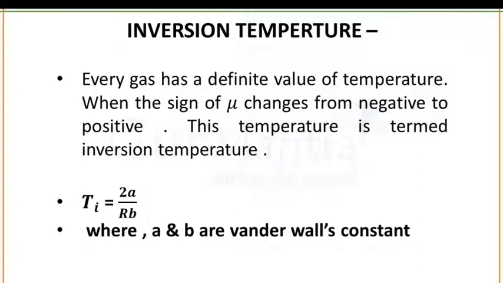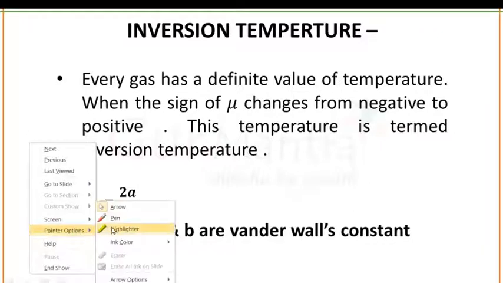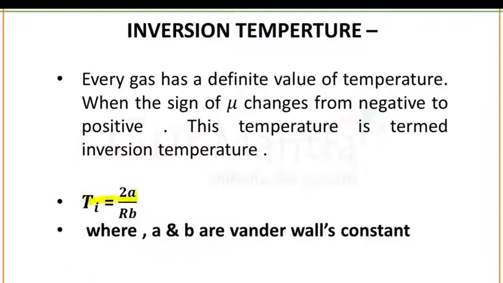Now a very important topic, from which you will get a question, that is inversion temperature. What is inversion temperature? As you know, every gas has a definite value of temperature. When the sign of mu, the Joule-Thomson coefficient, changes from negative to positive, then this temperature is termed as inversion temperature. And inversion temperature is equal to 2a upon Rb. This formula is very important, guys. You have to memorize this. Ti, inversion temperature, is equal to 2a upon Rb, where a and b are your van der Waals constants.